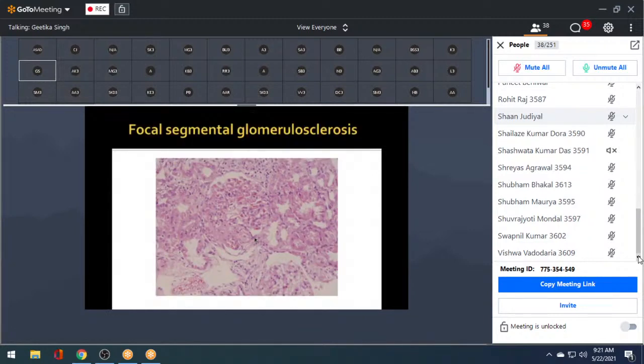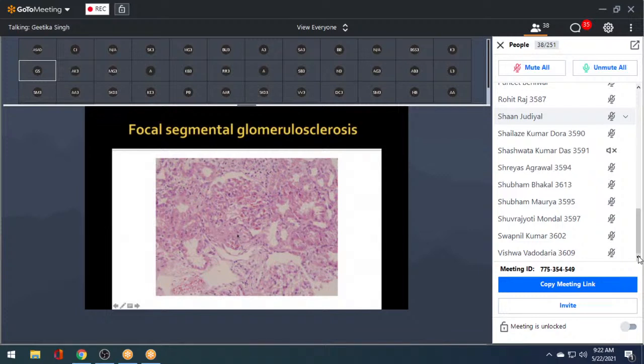Now let's look at FSGS. How does FSGS look? From the name, it suggests that the disease is focal, the disease is segmental, and that the glomeruli are sclerosing, right? So just to recapitulate, focal means some of the glomeruli, less than 50%. Segmental means within that glomerulus, part of the glomerulus, less than 50%. And we will see sclerosis.